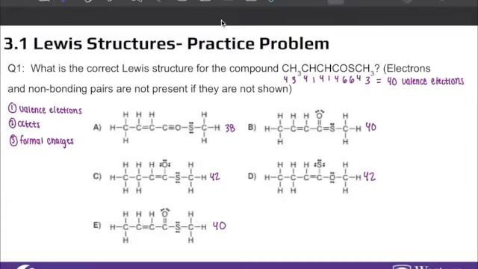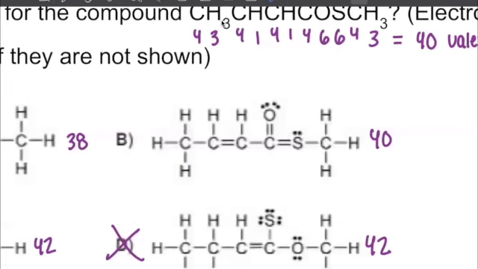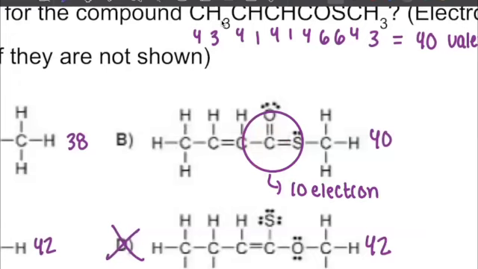So already this helps me eliminate A, C, and D. Now when I'm deciding between B and E, I'm going to next look at octets. And this will get better the more structures that you look at. I've seen lots of these types of structures, so immediately something that jumped out to me was this carbon here, because it seems to have a lot going on around it. If I circle it here, I actually have 2, 4, 6, 8, 10 electrons around it, which is more than our octet.